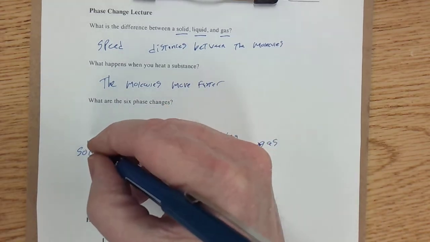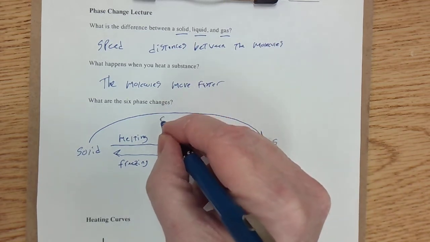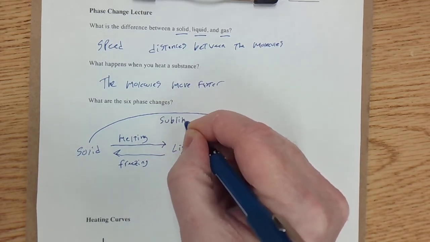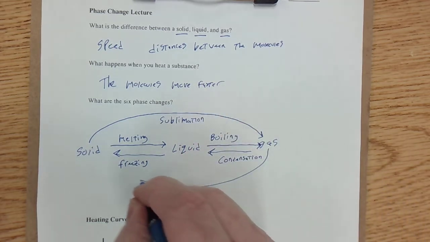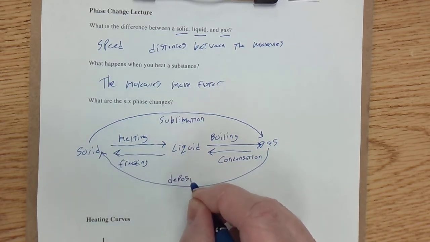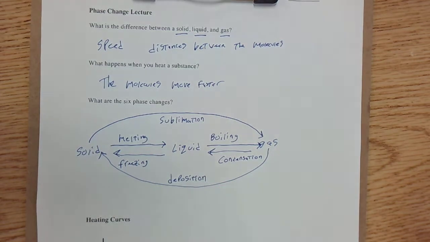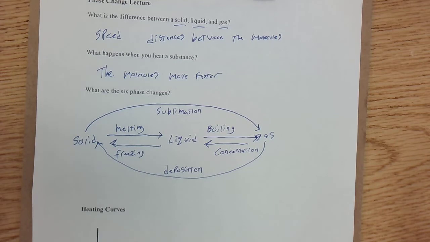Now, a solid can go all the way to a gas. We call that sublimation. And a gas can go all the way back into a solid. We call that deposition. And you can actually observe water undergo all 6 of these phase changes, even in Southern California. It's possible.